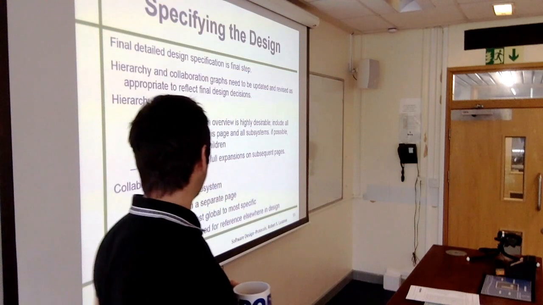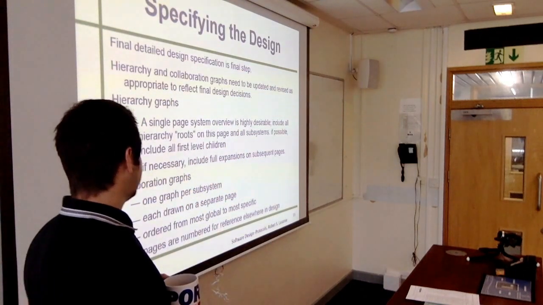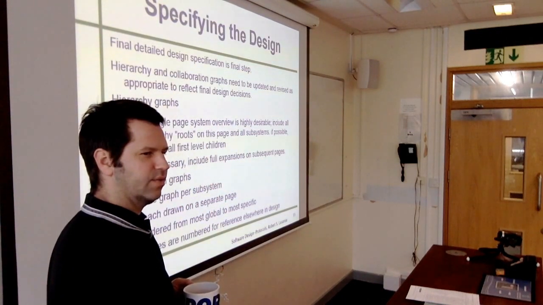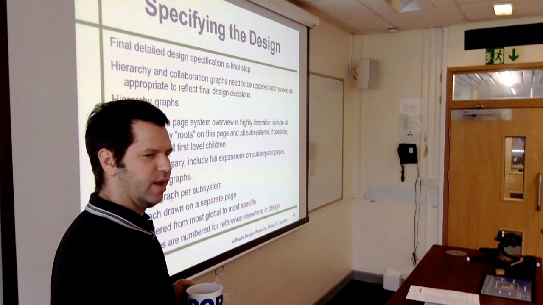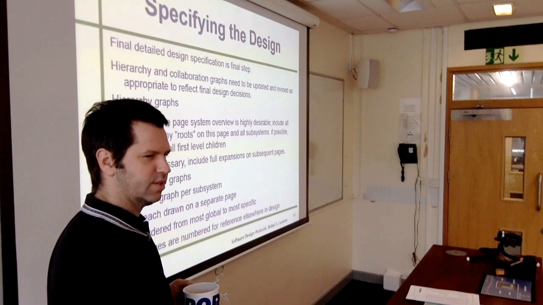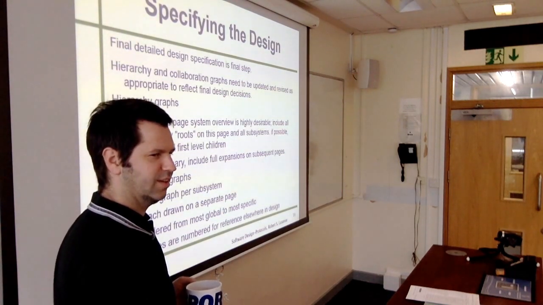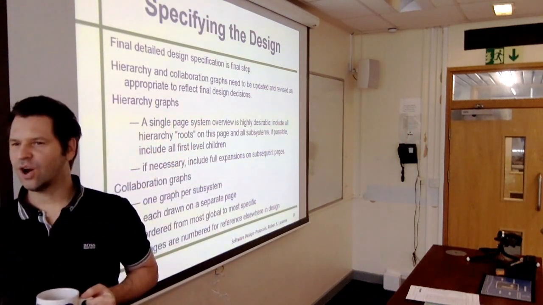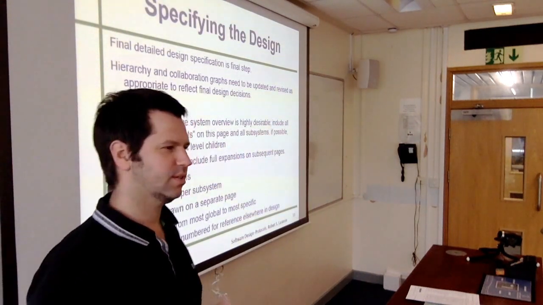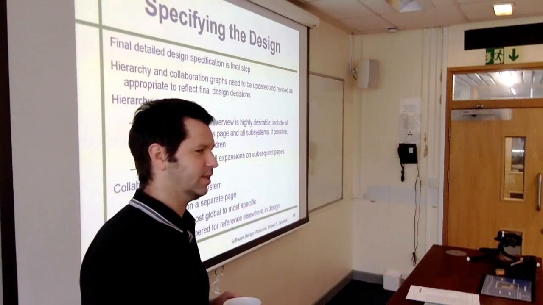And collaboration graphs, I'm not sure if collaboration graphs are part of the first assignment or not. Do we have those or not? I can't remember. I think we have hierarchy graphs and subsystem graphs, but not collaboration graphs. So congratulations. You'll learn that Doxygen also creates collaboration graphs automatically.